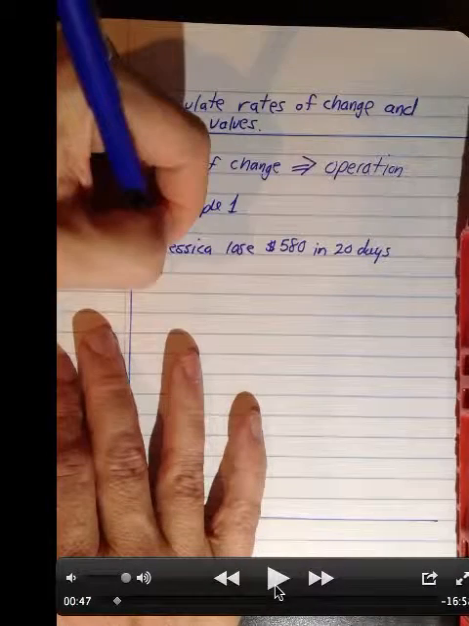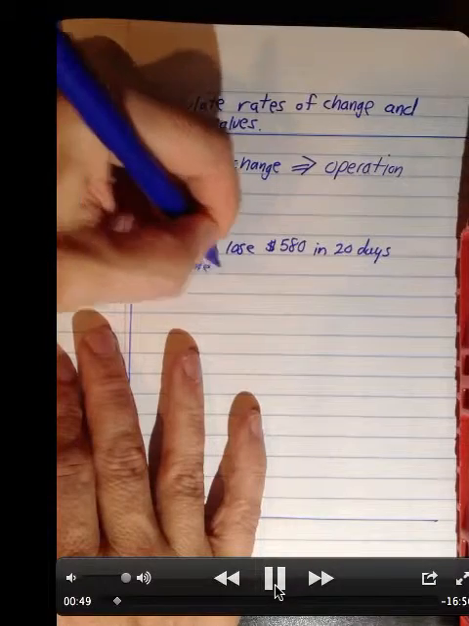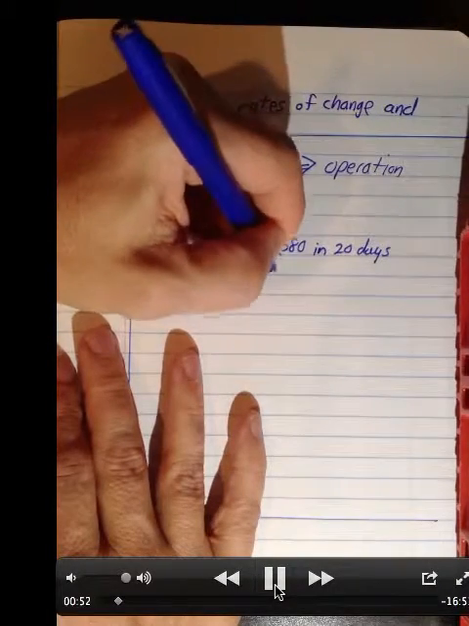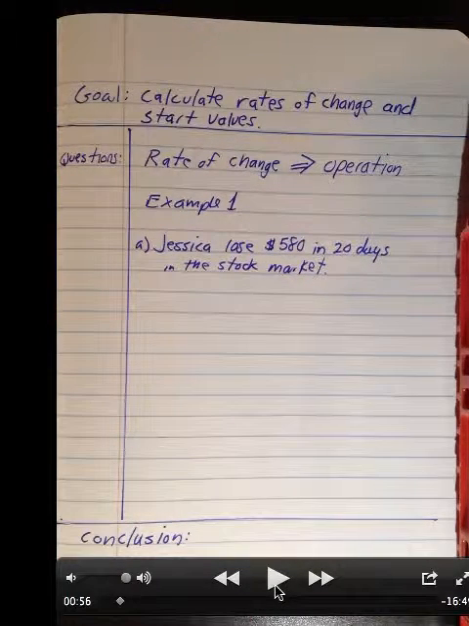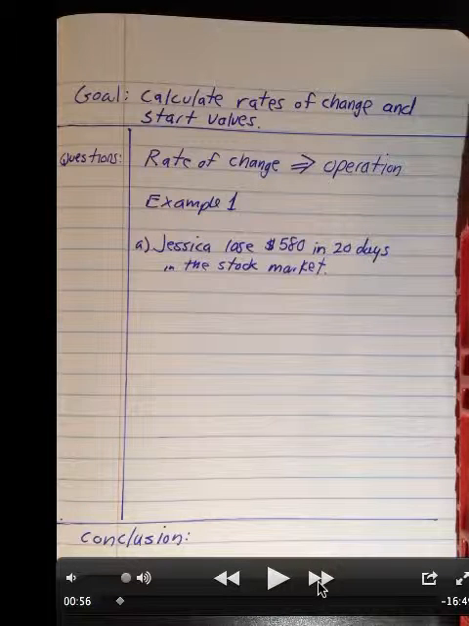Unfortunately, sometimes we're given a problem, like in example 1a, where we can't see the operation immediately. It's like we're given just part of a recursive routine. Like let's say after the operation has been done 20 times, and we need to know what one operation is. So we're not given necessarily a start value or an operation. We're just given a picture of it. Like, for example, example 1a, Jessica loses $580 in 20 days on the stock market. And we want to know what is the operation just for one day.